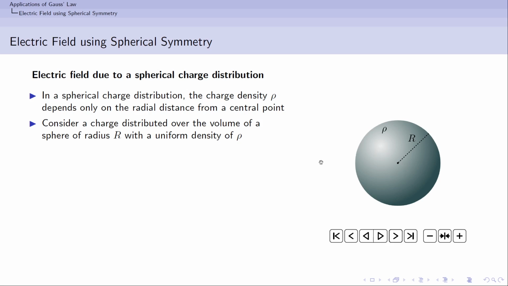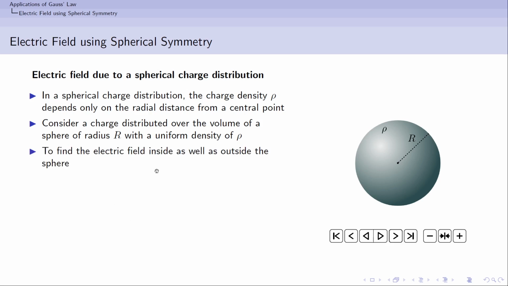Okay, a spherical charge distribution, just to be clear, because it may not be uniform. There may be a scenario where it is non-uniform also. So how do you define a spherical charge distribution? We define it as one in which the charge density depends only on the radial distance from a central point. Now over here we have a uniform density, so rho is going to be constant in this case. That's what you need to remember.